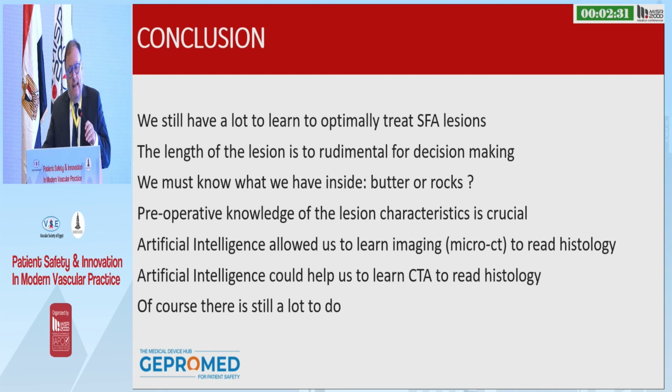In conclusion, I think that we still have a lot to learn to optimally treat SFA. We treat it on a very basic approach. The length of the lesion is too rudimentary for decision making. We must know what we have inside, butter or rocks, and we need to have this preoperative knowledge of this lesion, and artificial intelligence could be a way to develop all these things.